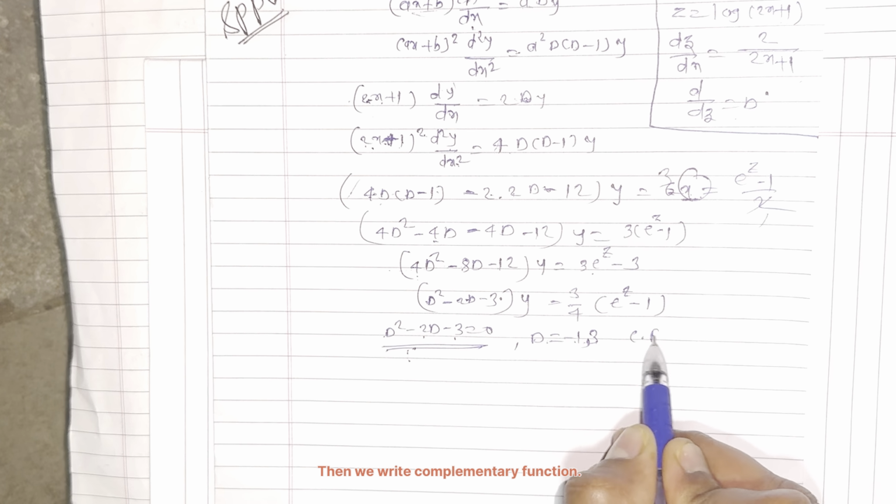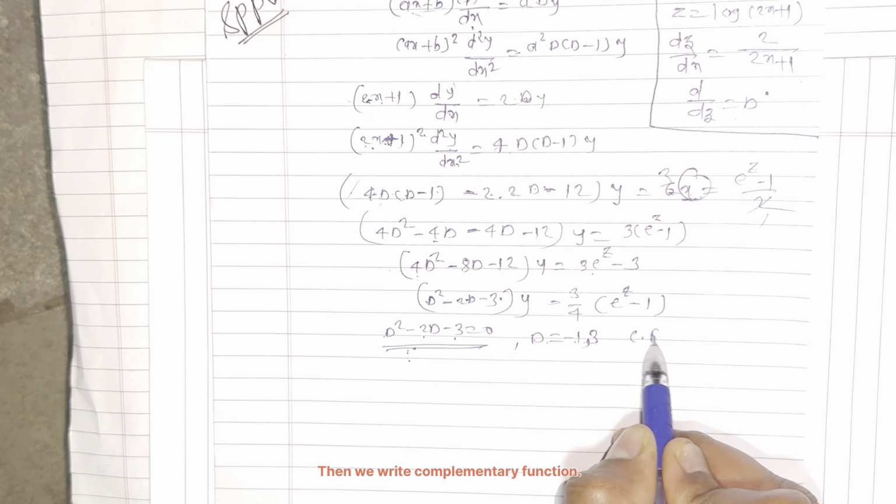Now let's go for the next part. 3 by 4 out here, minus 1 e raised to z by 4 plus 1 by 3 only. E raised to 0 z means it is 1 only. This one is our required particular integral.